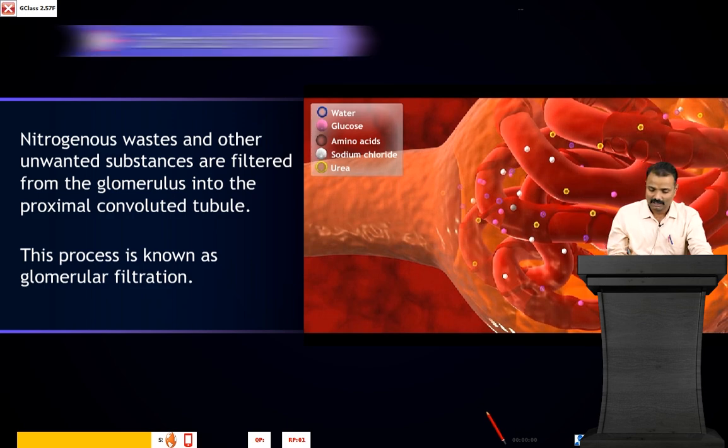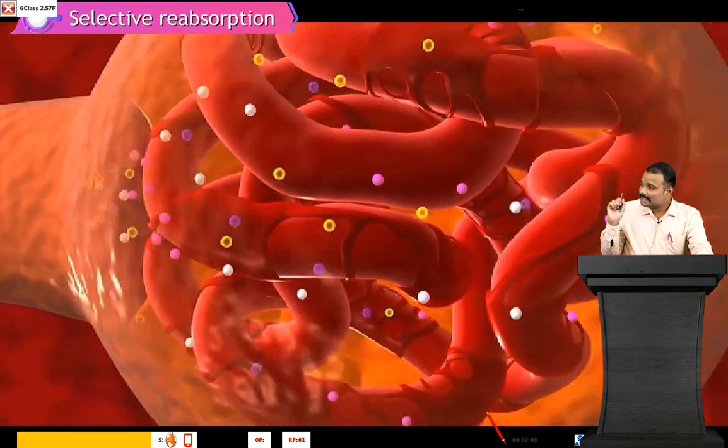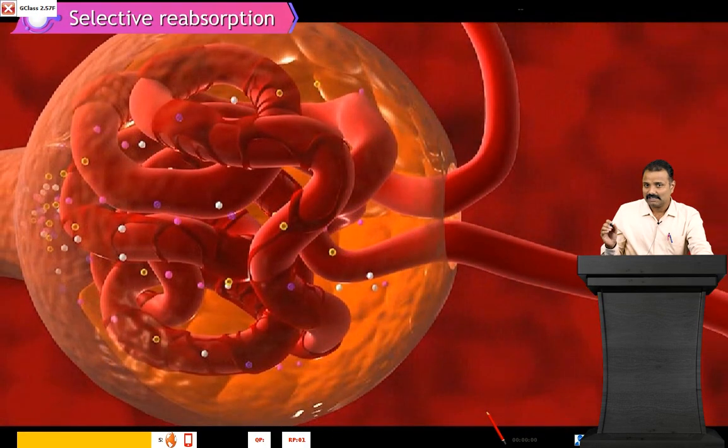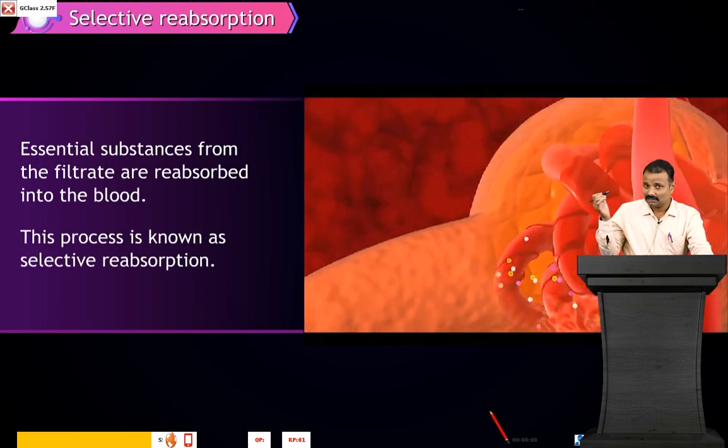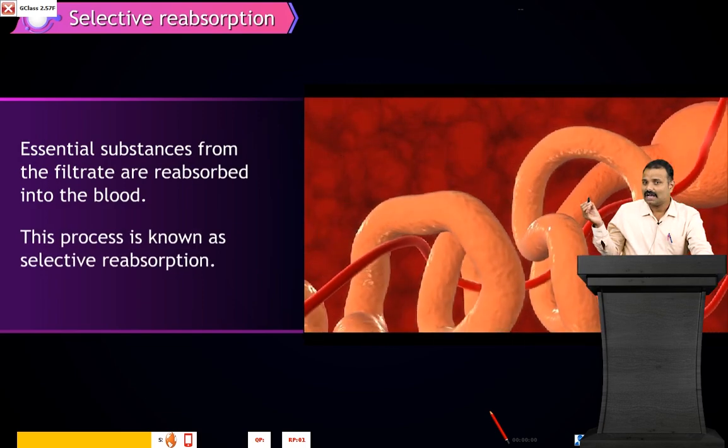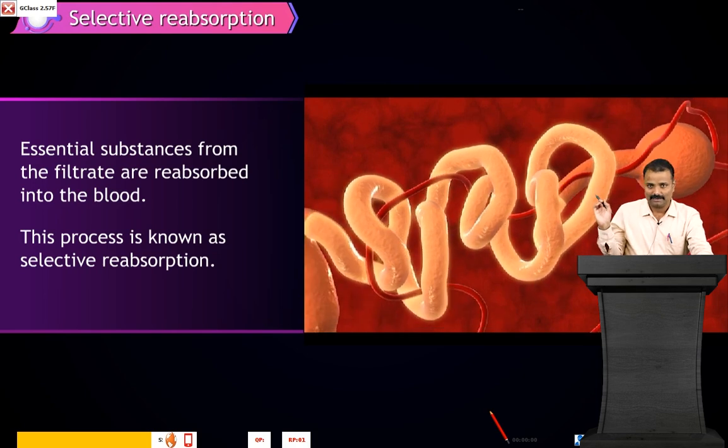Clear, students? Okay. Now in selective reabsorption, when these particles reach the other part of the tubules, certain selected substances, like excess water, it might be glucose, and most of the other substances are absorbed back to the blood. Clear? So that is why this process is called selective reabsorption. So what I can say is, essential substances from the filtrate are reabsorbed into the blood. This process is known as selective reabsorption.